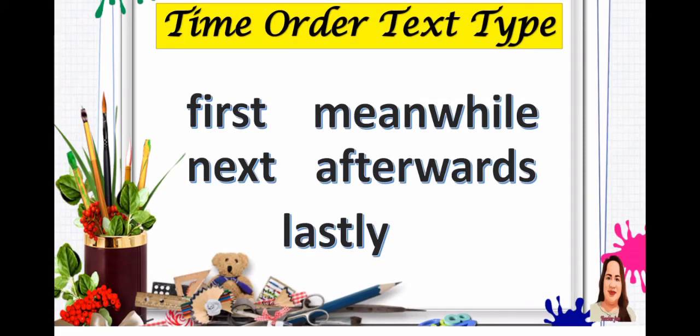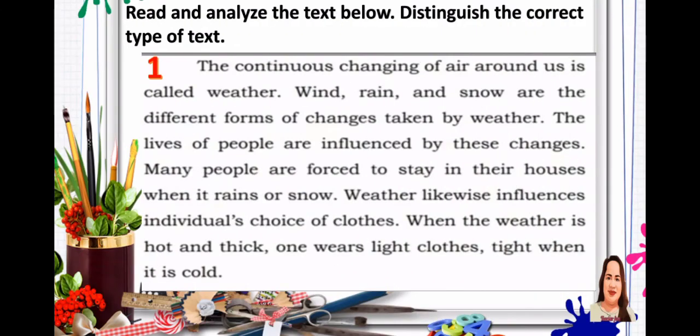Okay, when using the time order text types, these are the signal words you're going to use: the first, next, meanwhile, afterwards, and lastly. Okay, let's see if you really understand our lesson for this week. Okay, try to answer this activity. Read and analyze the text below, then distinguish the correct type of text. So, isusulat nyo lang kung anong klaseng text type ang tinutukoy ng paragraph na nandyan.